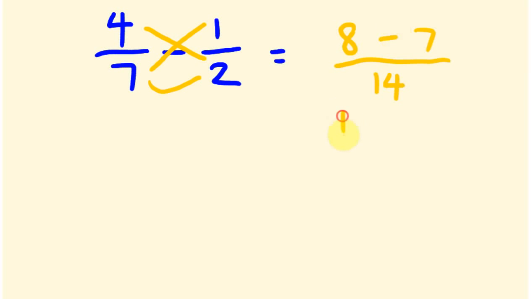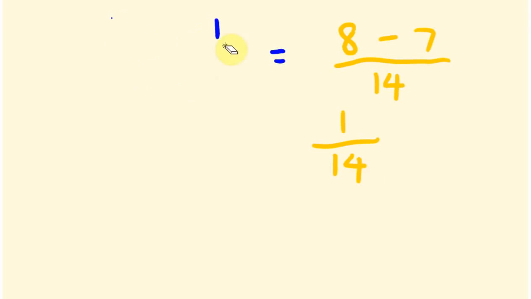8 take away 7 is 1. We have 1/14 as our answer. So that's how you do these. They're fairly simple, right? And they're much like doing addition ones. Just make sure when you do it, you're starting at that top left and going this way, okay?